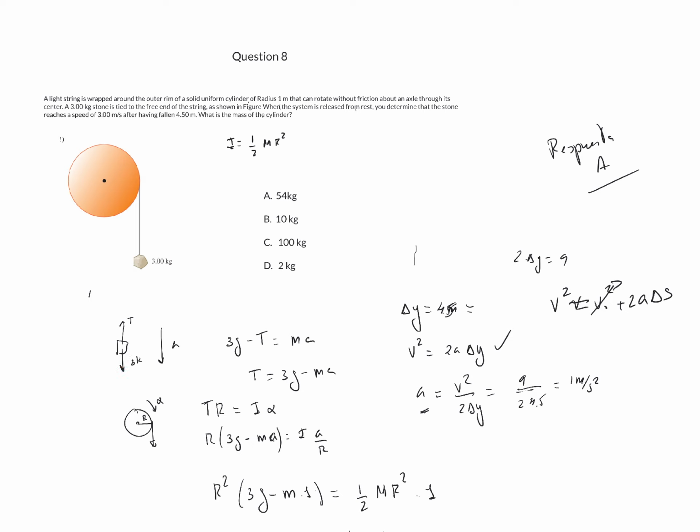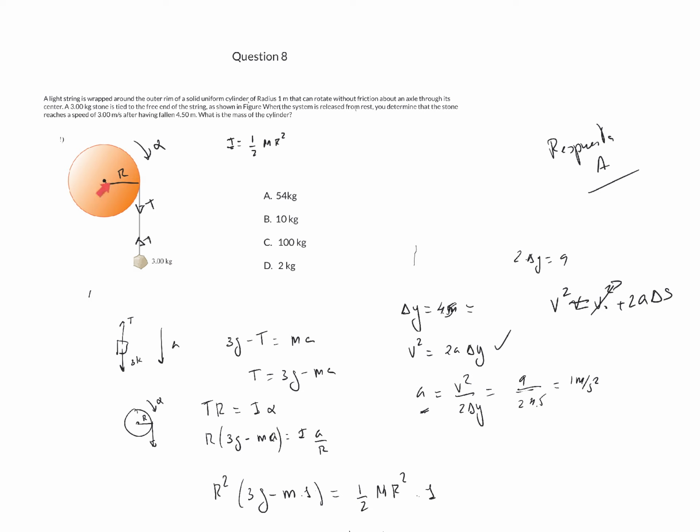So we apply Newton's second law to the mass of 3 kilograms. The tension will go upwards and the weight will go downwards. The weight is bigger than the tension, so the mass times the acceleration: 3g minus T is equal to ma. So the tension would be 3g minus ma. This is the tension, and the tension produces a torque here. So the torque will be T times R.